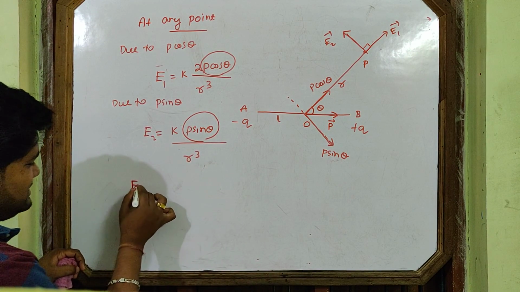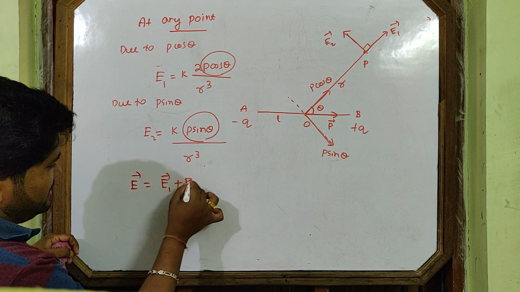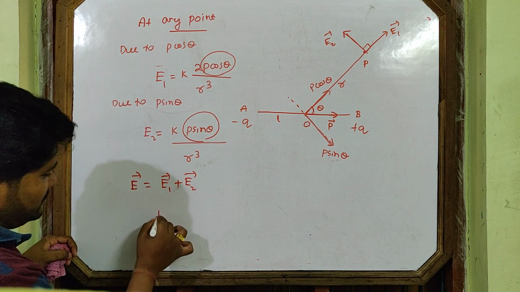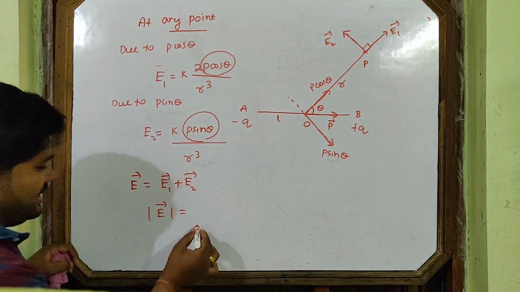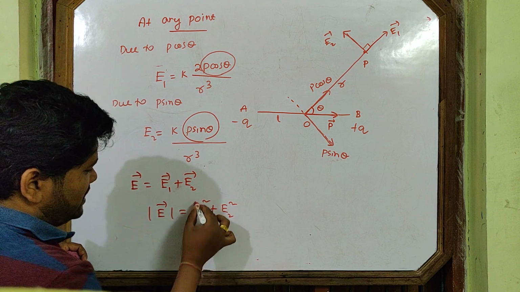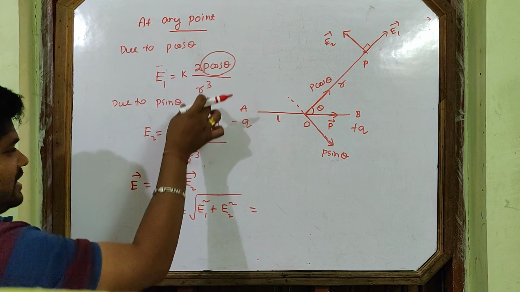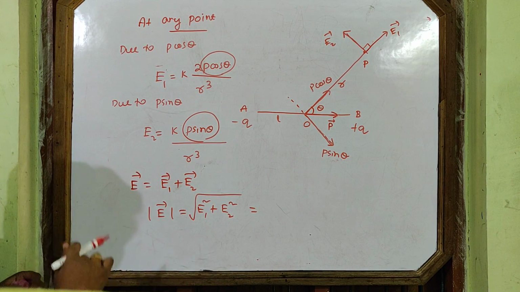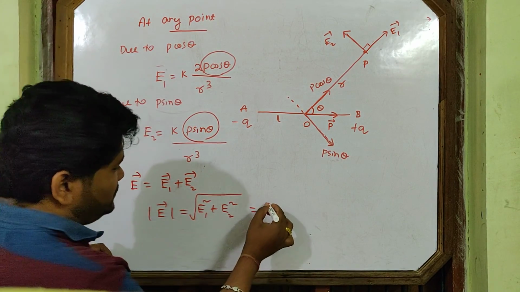So what is the net intensity? Resultant intensity when you will find E1 vector plus E2 vector. So now what do you have to do here? How will you find the magnitude? Angle between them is 90 degree. So we have to use E1 square plus E2 square, root over. So this square plus this square, root over you have to do.